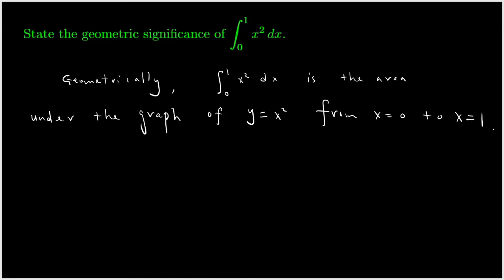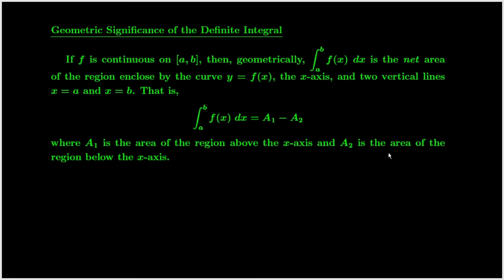We now talk about the geometric significance of the definite integral in general. In general, if the function is continuous, then geometrically, if the function is always non-negative, by that we mean if the graph of the function is always above the horizontal axis, then the definite integral of the function from a to b, it's not hard to imagine, is the area under the graph of the function from a to b. But what if the function is not always non-negative? Then the statement of the geometric significance of the definite integral is on the screen.